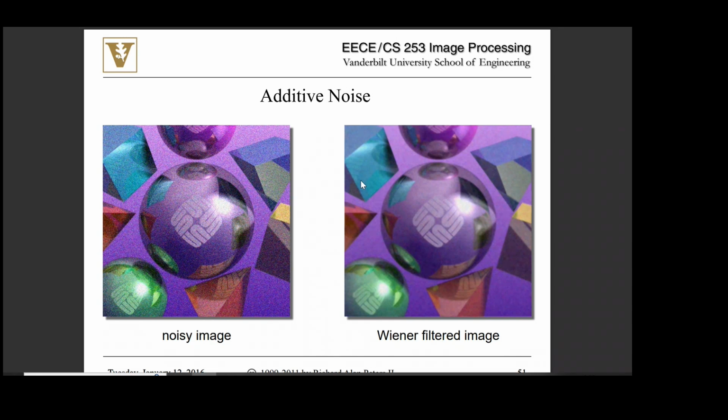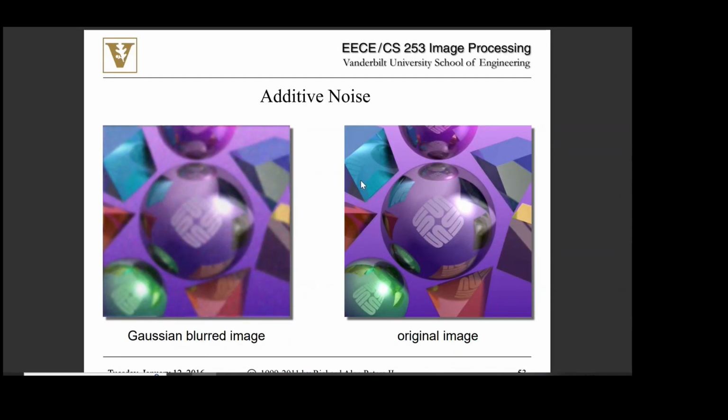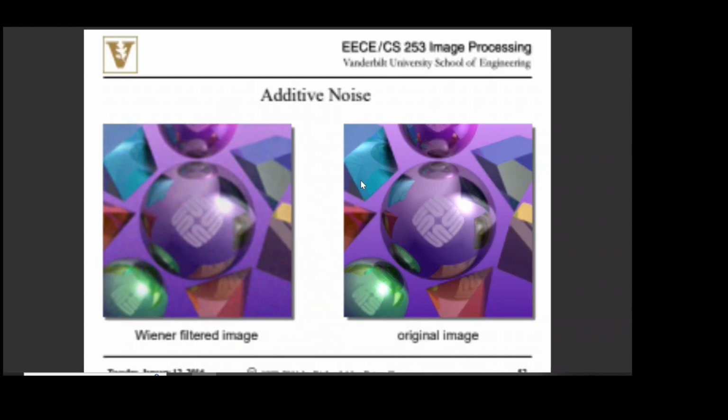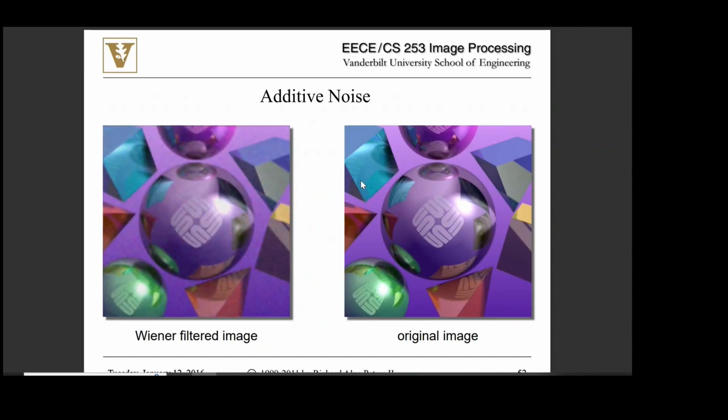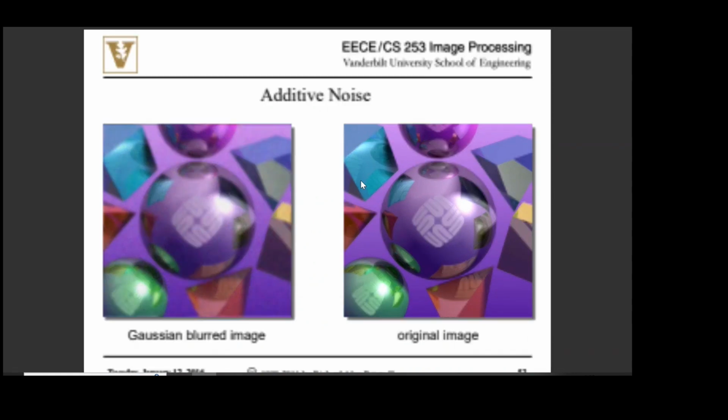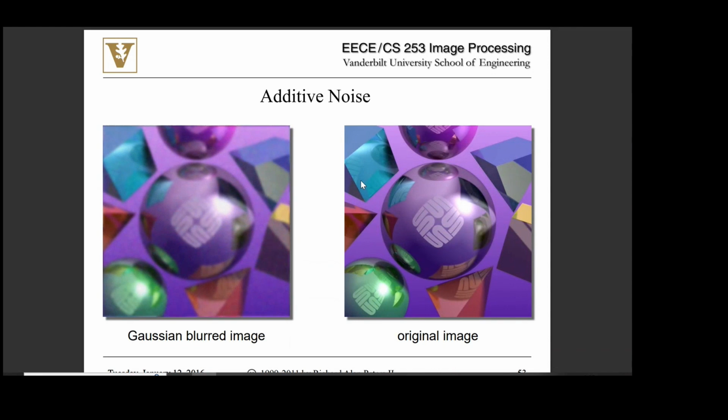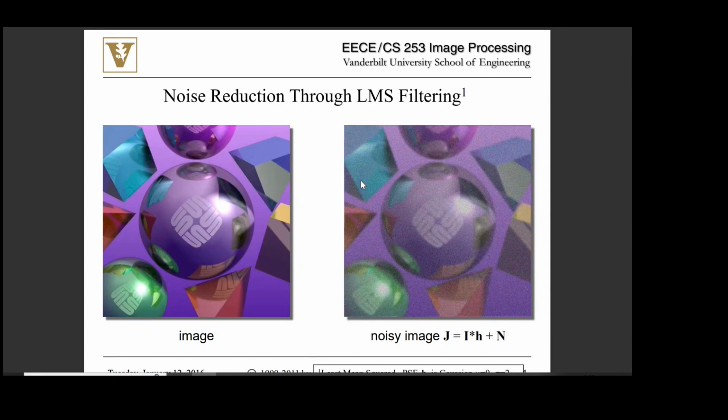And this is a nicer image. Here we have the Gaussian blur, and here we have the Wiener filter. You see that the Wiener preserves edges much better. Edges are much better preserved. Okay, very good. Now, what if we have a PSF?